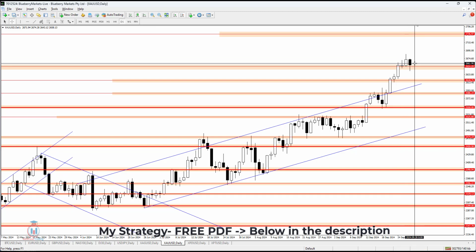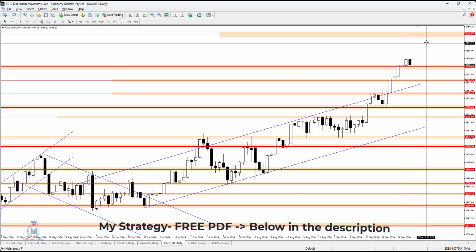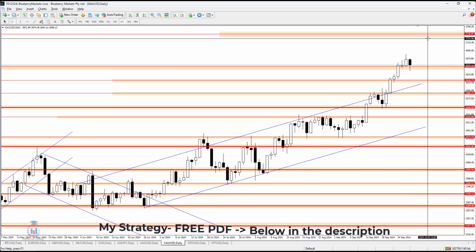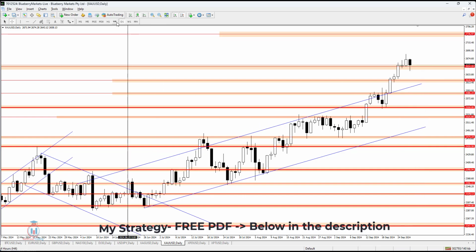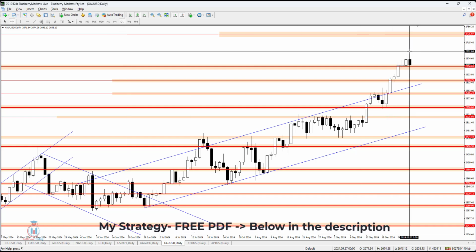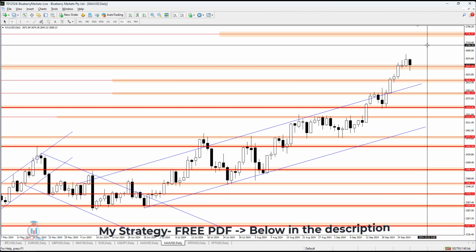2736.97. Now, what will the price do in between these price levels, in between the support and the resistance level? It is something that we need to watch on the lower time frames, the 4-hour time frame and the 1-hour time frame. This is something I am watching every day, and also sharing the daily analysis here on YouTube.